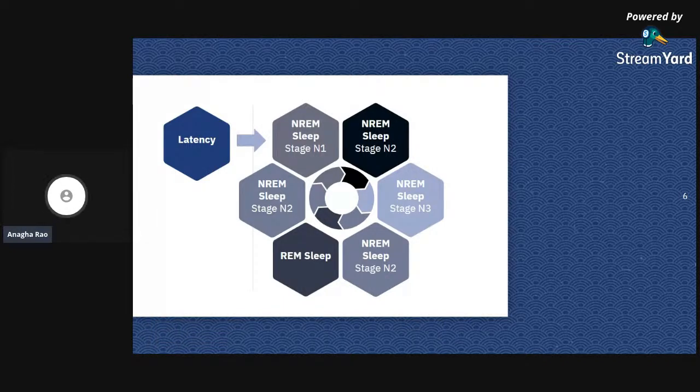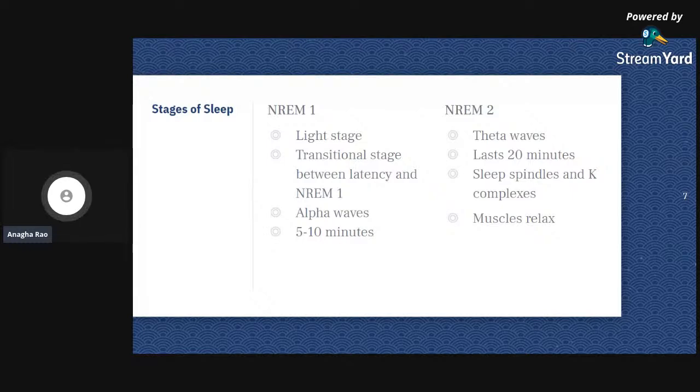And there are 2 types of sleep: REM sleep and non-REM sleep. REM sleep has no stages, and NREM, or non-REM sleep, has 3 stages. First, we have NREM 1. This is the light stage. It lasts approximately 5 to 10 minutes, and this is the transitional stage between latency and NREM.